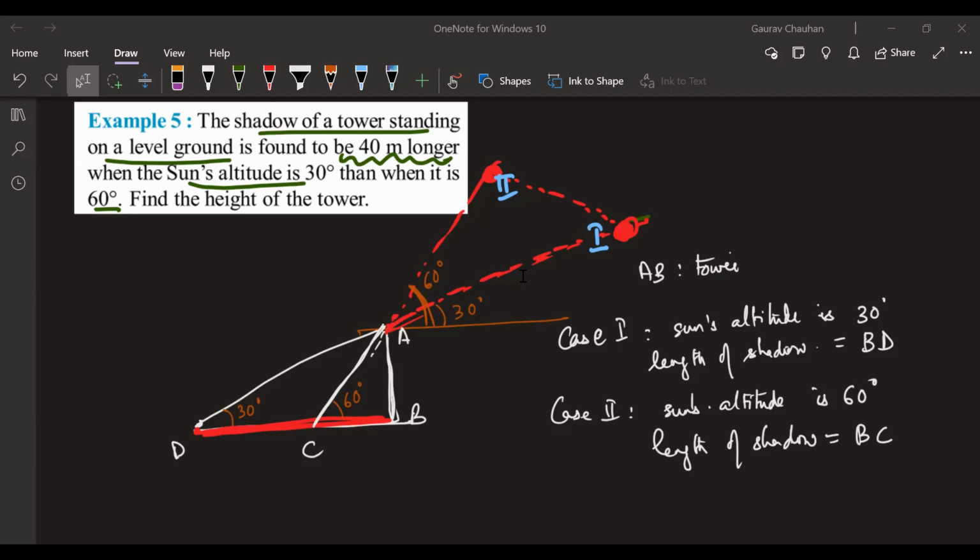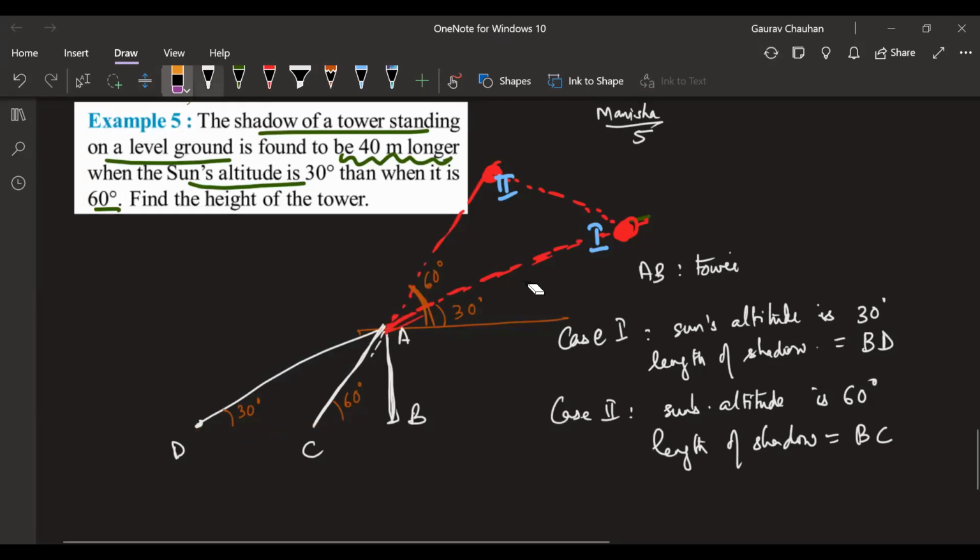By the way, you're right, Manisha. Okay. Why do you think it's CD? Sir, the length of shadow, sir. So the shadow is on ground and it will be 40 meters longer. Shadow is on ground, all of that is fine. We already know that. This is the shadow in first case. This is the shadow in second case. Tell me, why do you think 40 will be CD? Which word is telling you that?